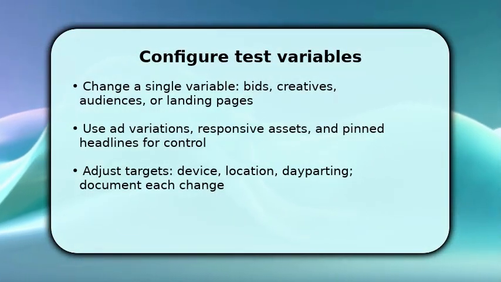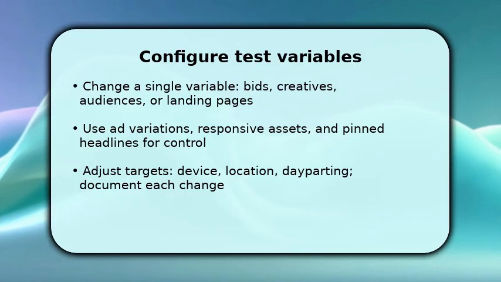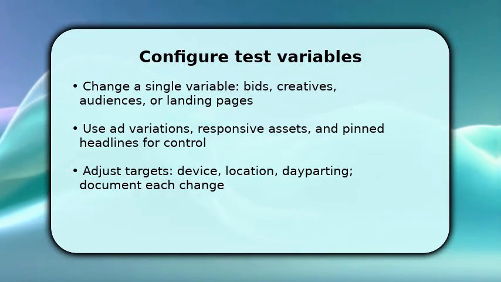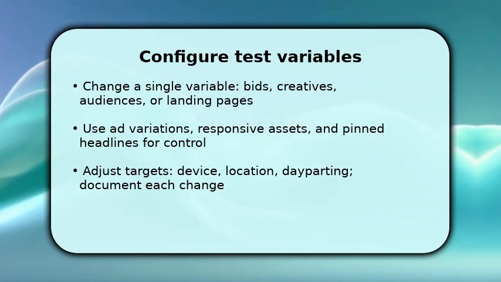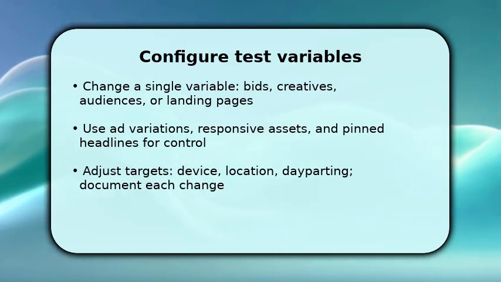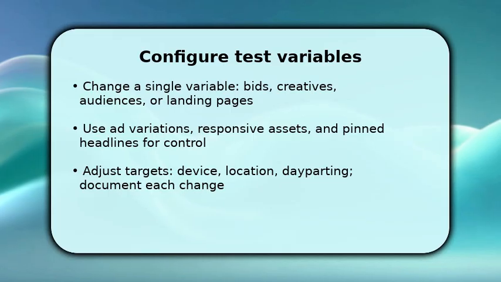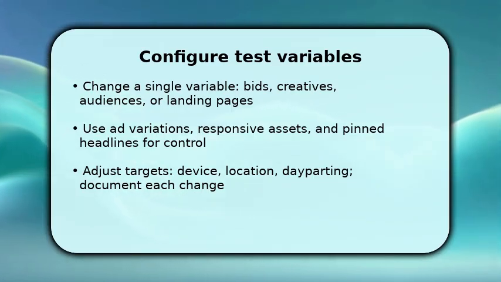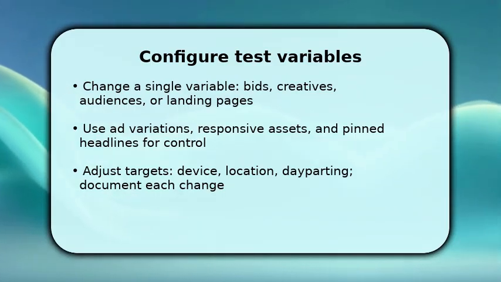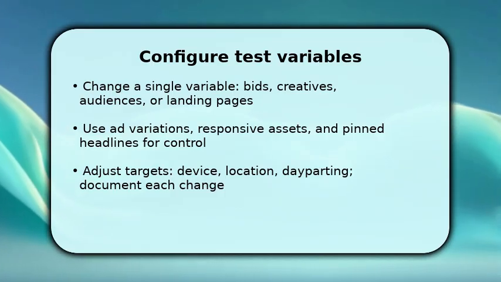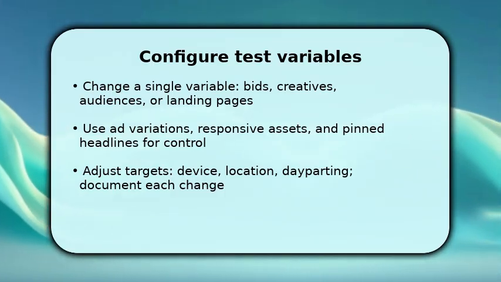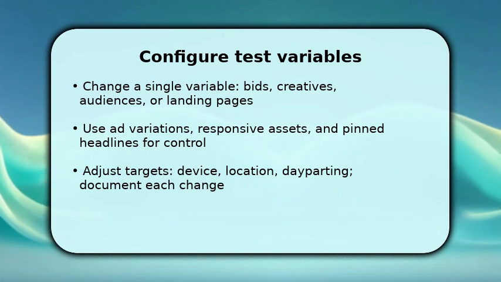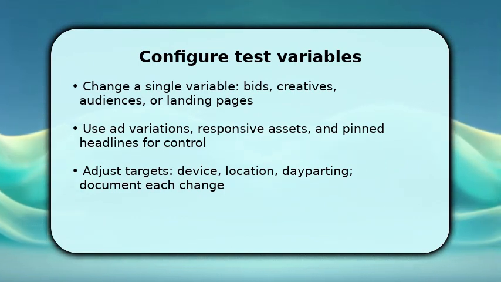You now focus on the how. Change only one variable to isolate impact. For instance, adjust smart bidding versus manual CPC, swap creatives, or test a new landing page. While configuring, use add variations and responsive assets so Google can optimize within your test. Also set device, audience, and location targets to reflect the hypothesis. Make sure to document every tweak in a central sheet, because once traffic flows, you need that record to interpret which change drove performance shifts.